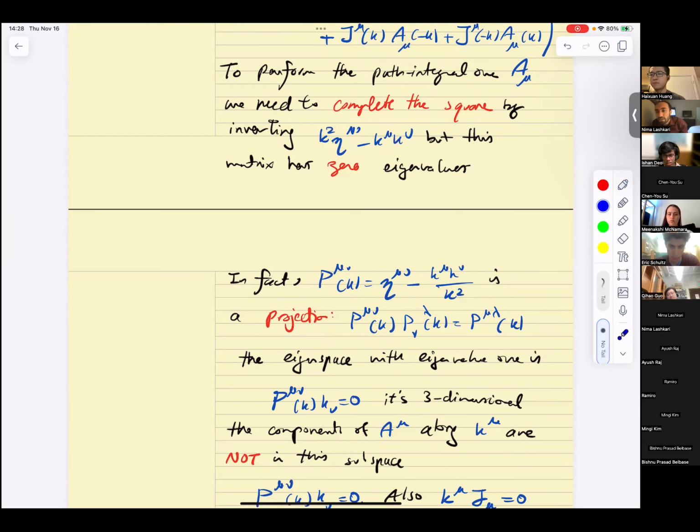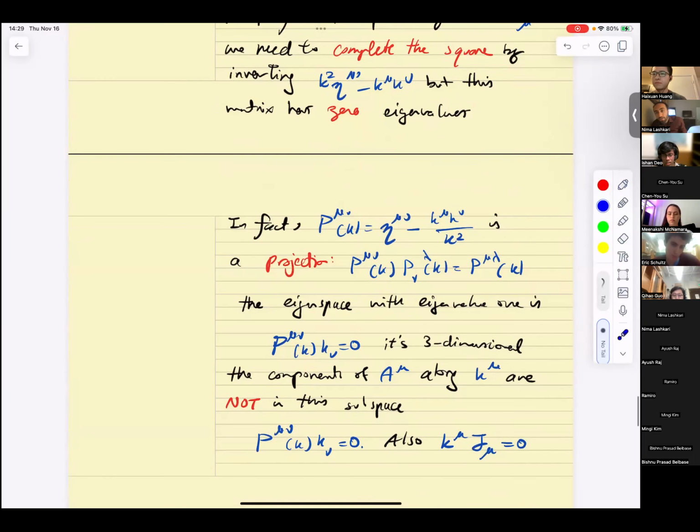What is a projection? Does anyone know the definition of a projection as a matrix, for instance? P squared is P, and it's also self-adjoint. In this case, because it's real, it's just a symmetric matrix that's equal to its own square. So there we go. You just multiply it by itself and you get itself. So it is a projection.